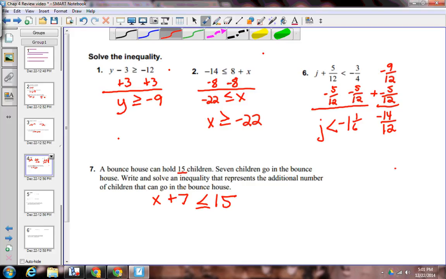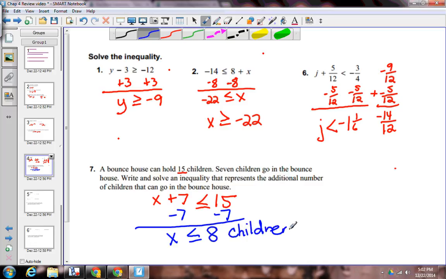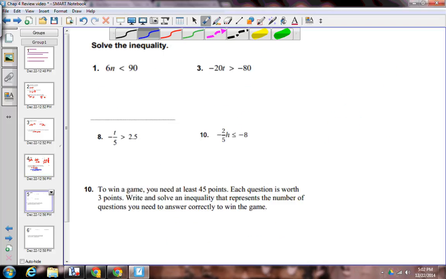And now to solve it, we have to subtract 7 from both sides. And on the left, we have x, and our symbol stays the same, and we have 8. And don't forget, because it's real life, that we would label that 8 as 8 children. Okay, that's that. Moving on.